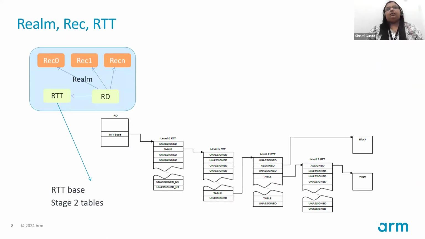So just coming to what a realm and a rec is. Any realm structure is identified by a realm descriptor or an RD. RD will point to each of the vCPUs, however many vCPUs we want to execute. These are the vCPU rec structures it points to. And RTT is the stage 2 page tables which the realm manages. It can be multiple levels, up to level 3. And these are all managed by the host with the help of RMI calls.